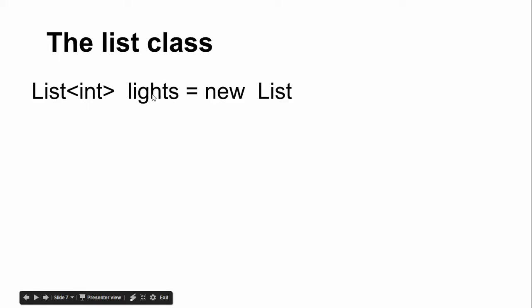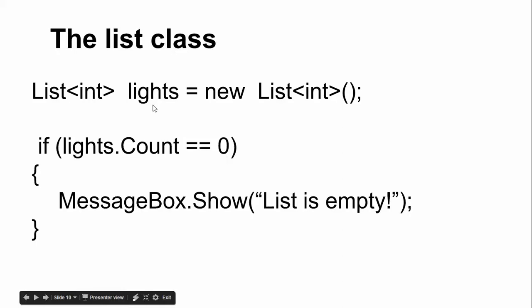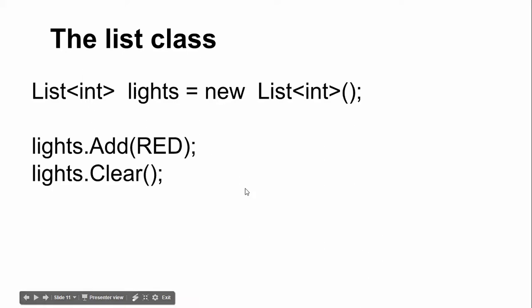So there we go. Let's put our stuff back. So there's our new list of integers. And now we can do stuff to this list. Like let's say in our code here, we could test if lights has anything in it. You know, we could say if lights.Count equals 0, then say the list is empty, right? Or we could put stuff in the list. Like let's say we've got red defined somewhere as an integer. We could put an integer into our list. It would get stuck at the end. And maybe at the end of the game we want to clear stuff out of the list.